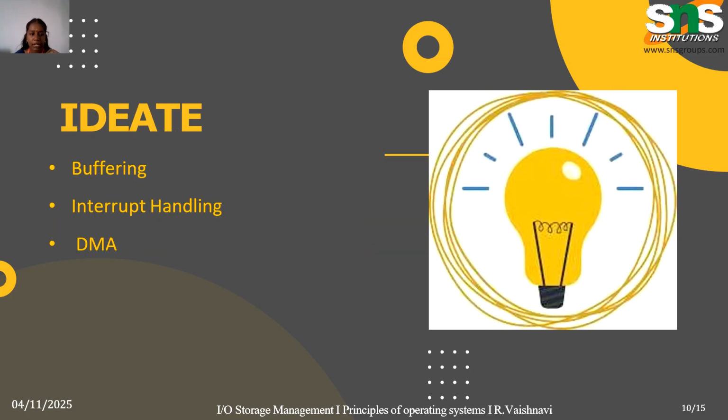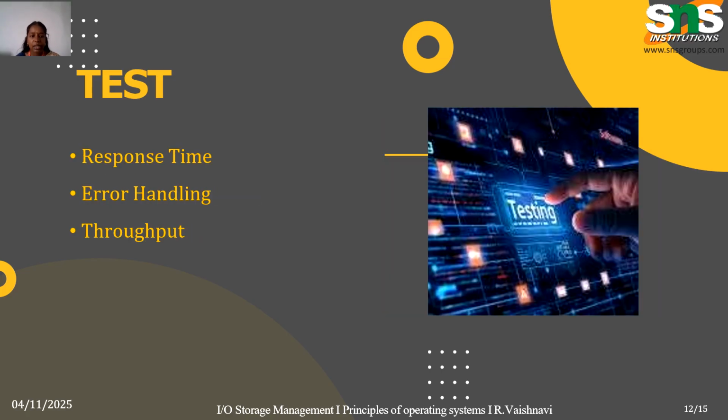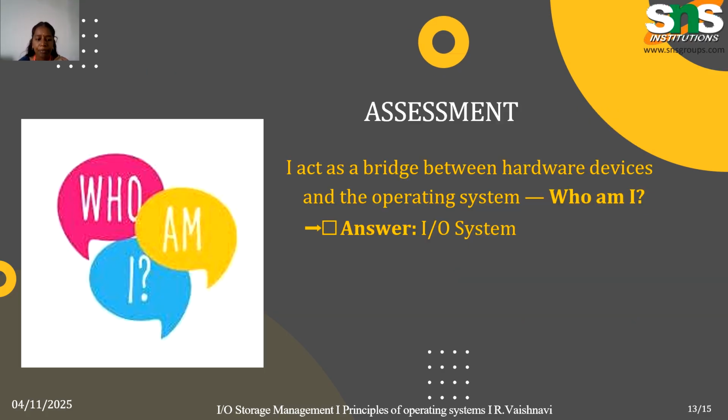The third stage will be the ideate stage. In the ideate stage, we get ideas such as buffering, interrupt handling, and direct memory access. The fourth one will be the prototype stage. In the prototype stage, we can apply the input-output model, device driver simulations, and data flow design. We can apply these models to the problem statement. The fifth one will be the testing stage. In the testing stage, we can improve the response time, error handling, and throughput. From the testing stage we get these ideas.